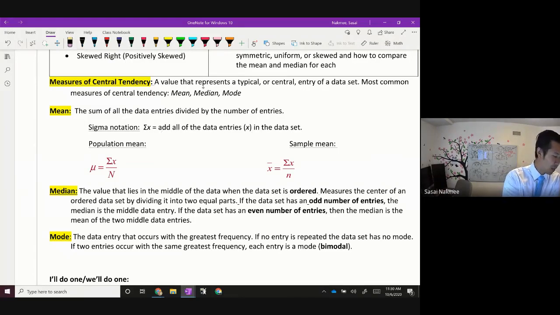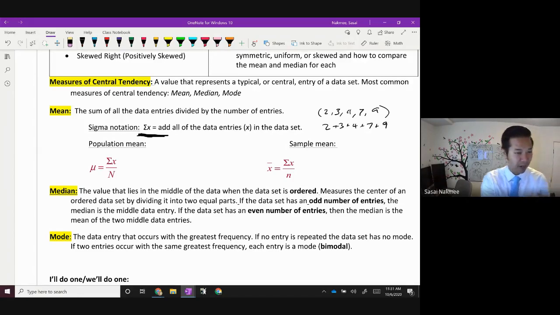For example, if I had the data entries 2, 3, 4, 7, 9, this represents 2 plus 3 plus 4 plus 7 plus 9. That's all sigma represents: you're taking all those values and adding them together. Then to get the mean, you take that sum and divide by n. And n is equal to the number of entries.